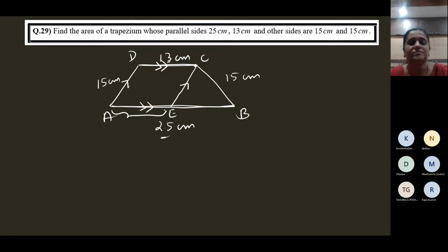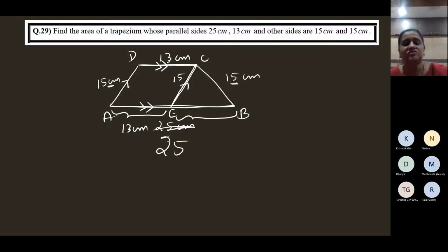Now, how much is AE? 13, because opposite sides are equal. How much is CE? 15, because opposite sides of the parallelogram are equal. Now, how much is the remaining portion EB? The whole thing is 25, so 25 minus 13 is 12. Now we have all the sides of the parallelogram and all the sides of the triangle, 15, 15, 12.